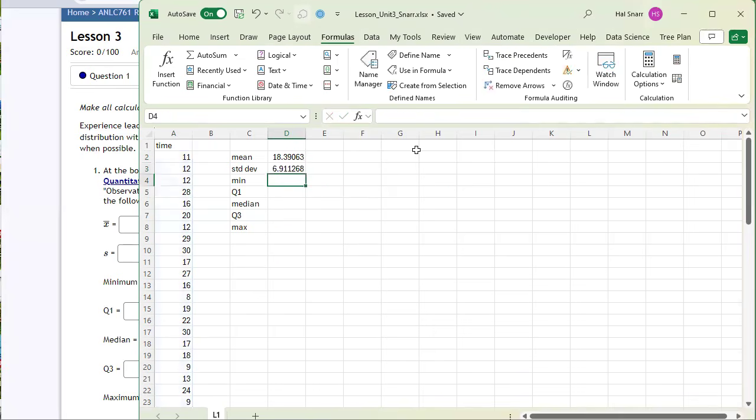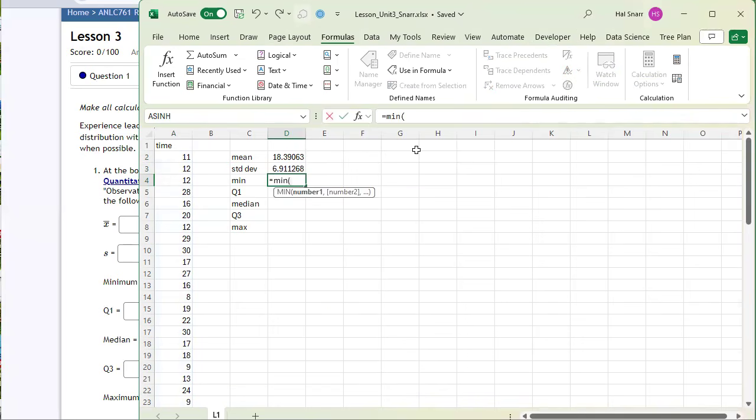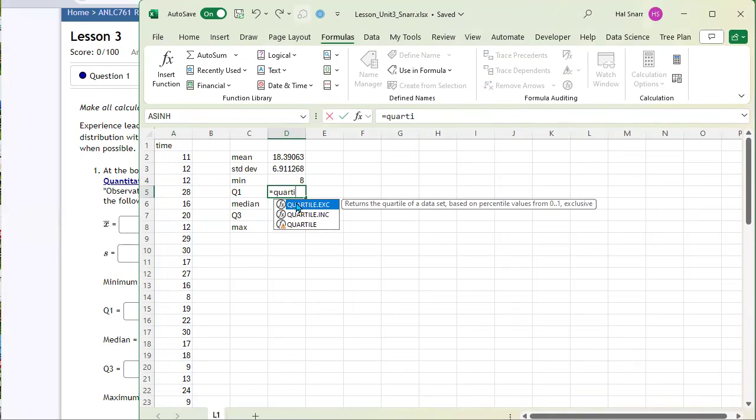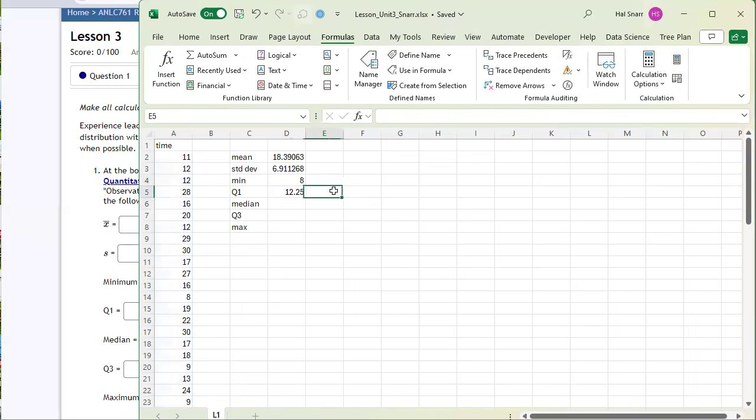Our sample standard deviation is 6.911268. Our minimum, =MIN(time), our minimum's 8. Our first quartile, we're going to do =QUARTILE.EXC(time), and I want the first quartile. So I'm going to type 1 there, first quartile, and I get 12.25.